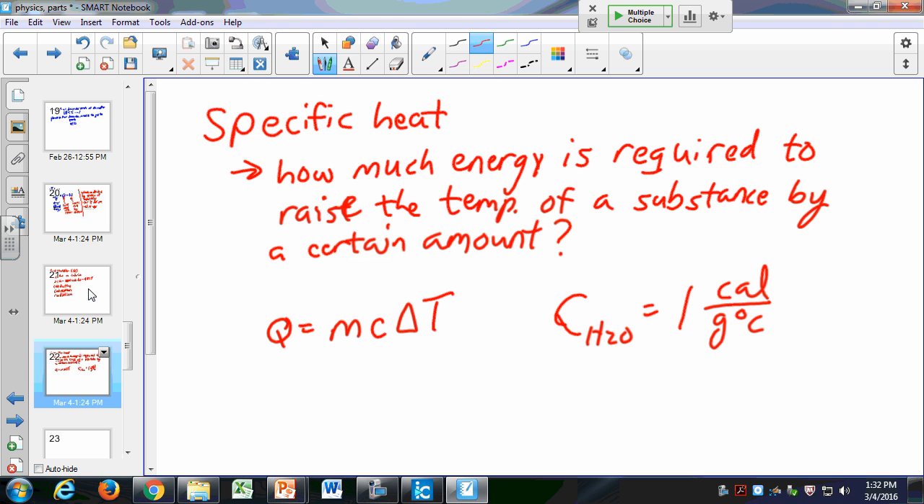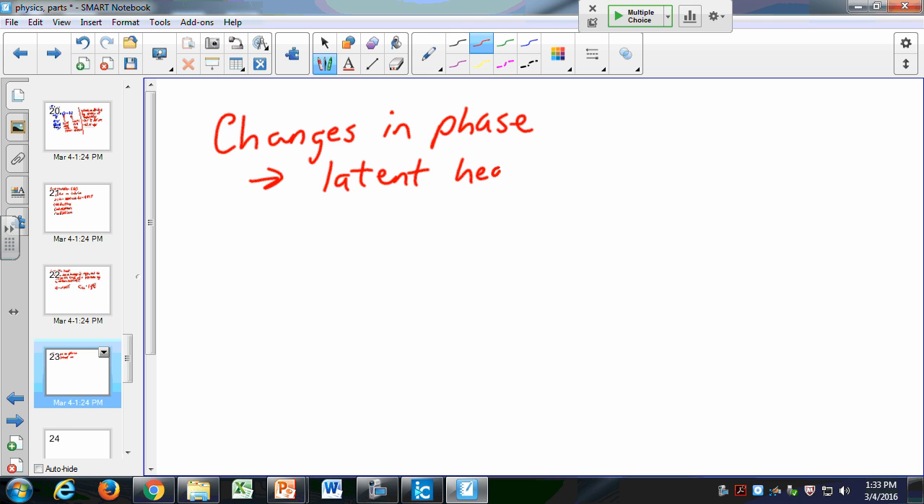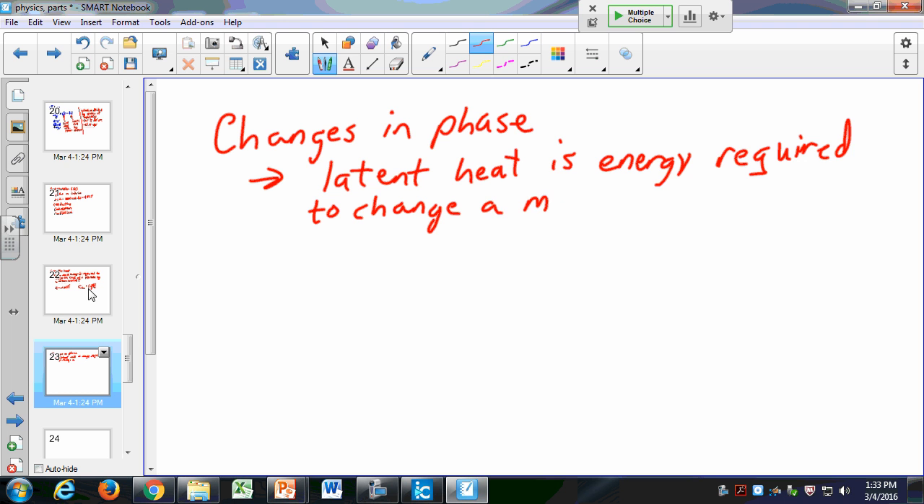All right, we can also have changes in phase. And these are described by the latent heats. It is the energy required to change a material's phase, you know, from solid, liquid to gas.